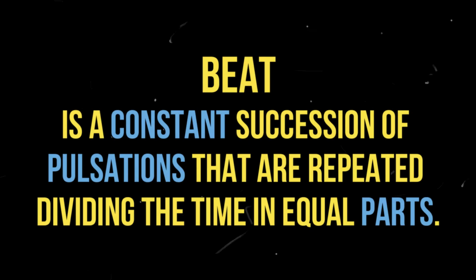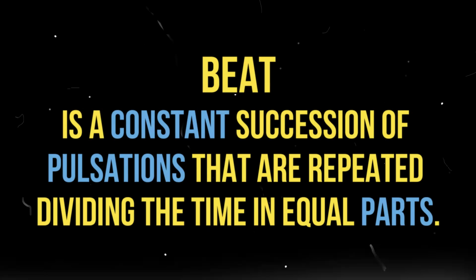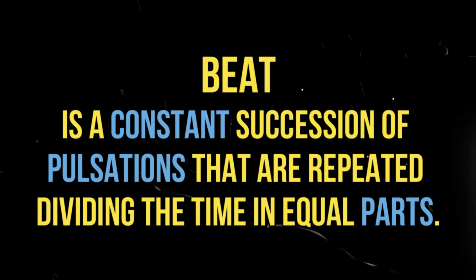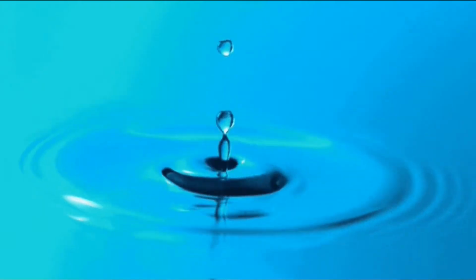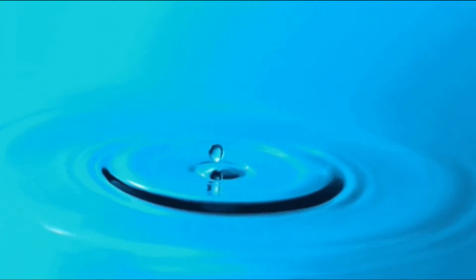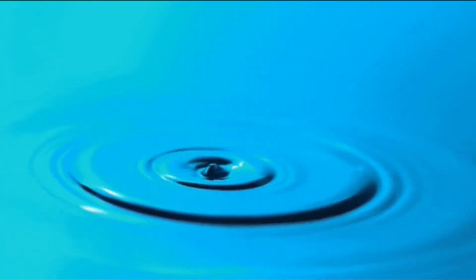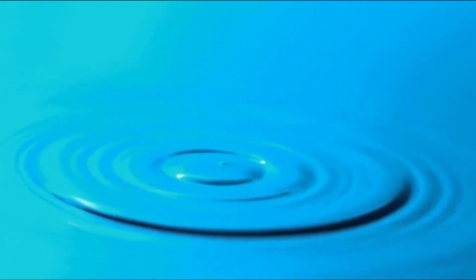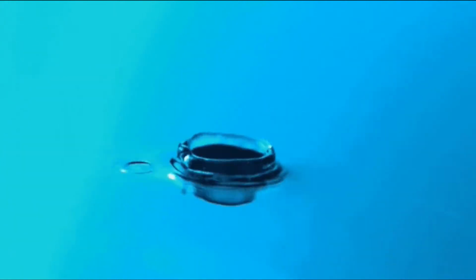But now that takes us to the question, what is a beat? A beat is a constant succession of pulsations that are repeated, dividing the time in equal parts. Trust me, this concept is better assimilated by practicing it. So let's give it a try. Just by hearing that beat, you can know the duration of the figures. Right now, it's at 60 beats per minute, or 60 BPM for short.